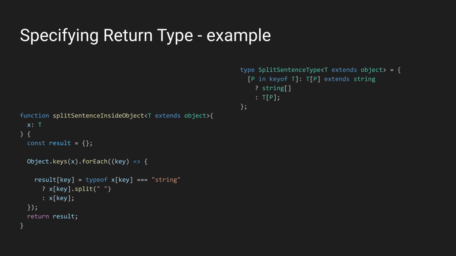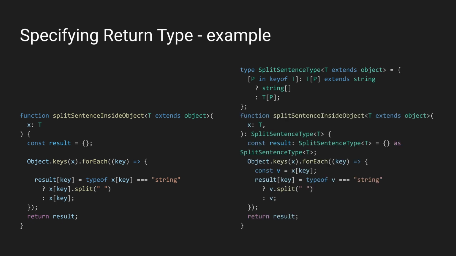First, we create a template helper type that defines what the outcome type of the function should be. We are using the p in keyof T syntax followed by an extends string conditional check for string keys. After we have a template which defines the output of the generic function, we can use it as a return type. The last part is to mark the result variable inside the function body to be of this type. We are using as casting. Let's see how it works.